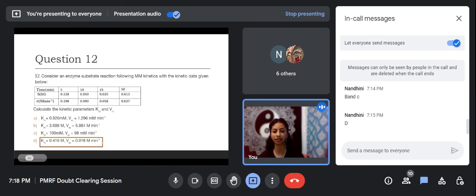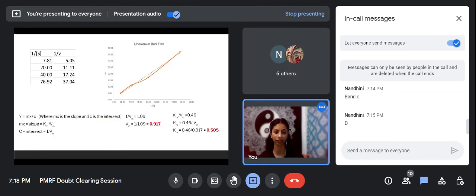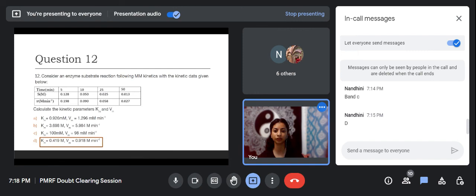The nearest answer in this case is D. Okay. So where Km equals 0.419 and Vm equals 0.918, which is nearly what I got, right? Okay. Does anyone have a doubt with this?